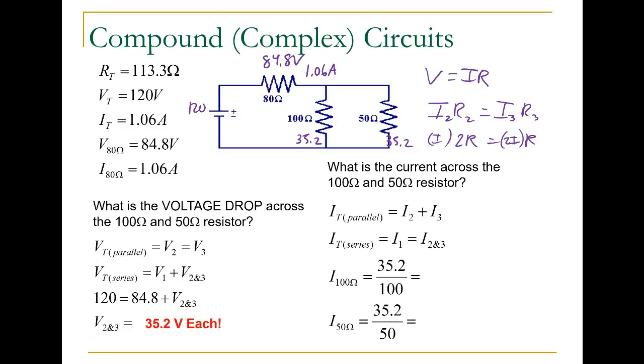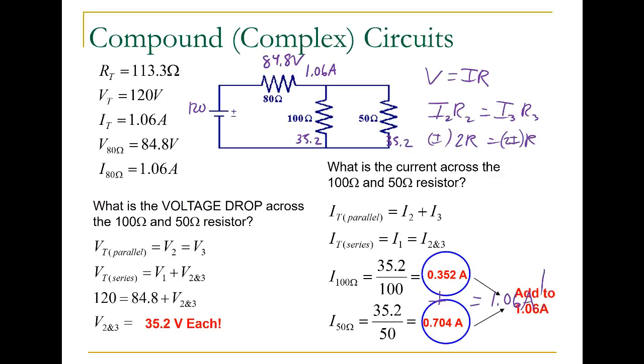So it'll look kind of like this. You take the voltage and divide by the resistance, and you get the current. So 0.352 and 0.704. And you add those up, lo and behold, that's equal to 1.06. And that's exactly what I just wrote over. Okay?